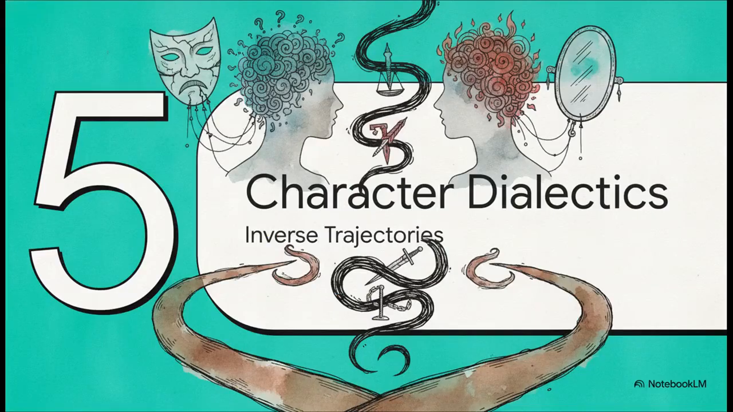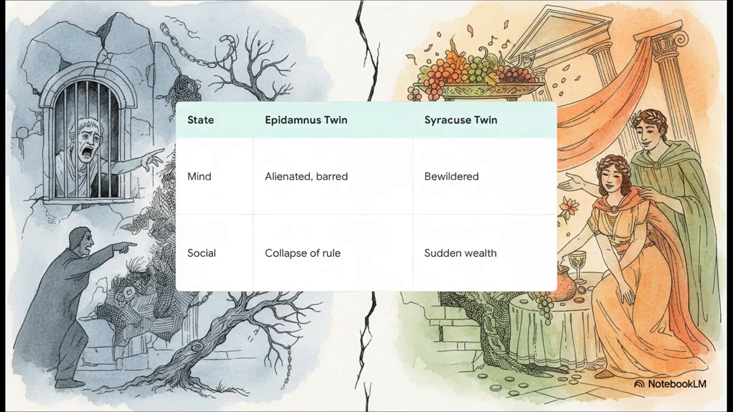Moving into Section 5, Character Arcs and Dialectics. Let's examine the inverse trajectories and internal conflicts of our main characters. The two brothers experience these completely inverse psychological trajectories. As the local social order collapses, the Epidamnus twin watches his life completely fall apart.